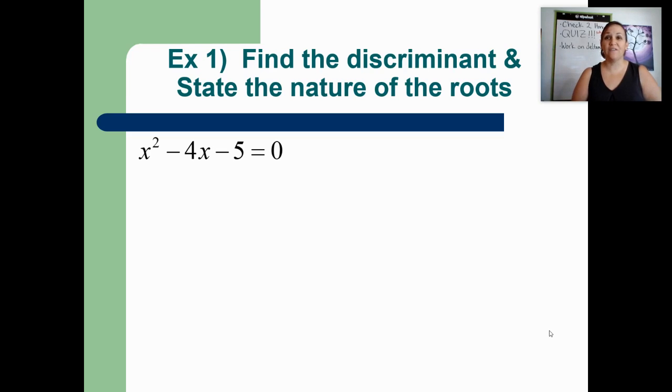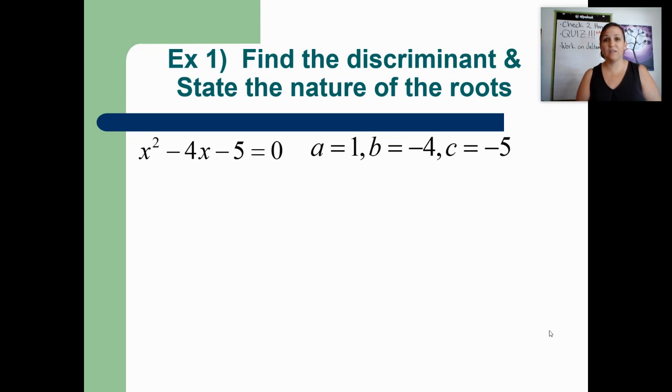Again, the directions say find the discriminant. That means tell me the number that you get for the discriminant. And then state the nature of the roots. That means pick one of those four phrases. It's important to note that this problem is already in standard form. It goes x squared, x, number, and it's already equal to 0. From this equation, my a is 1, my b is -4, and my c is -5.